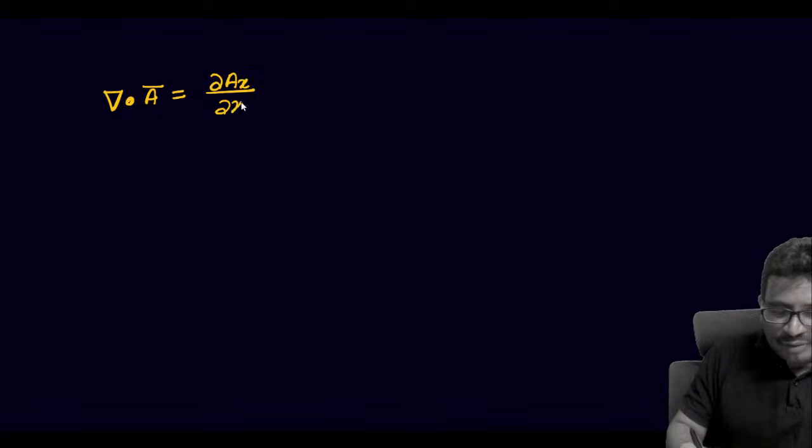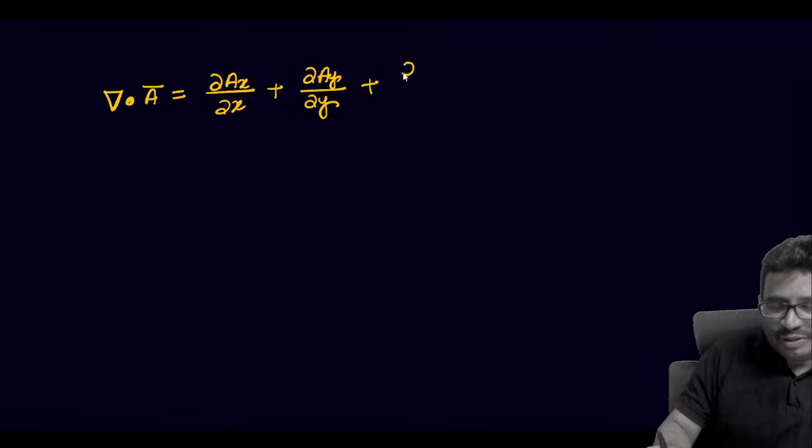And this divergence of a vector, which is given as del dot A, is given as dou AX by dou X plus dou AY by dou Y plus dou AZ by dou Z.